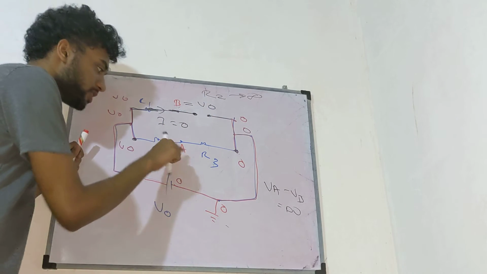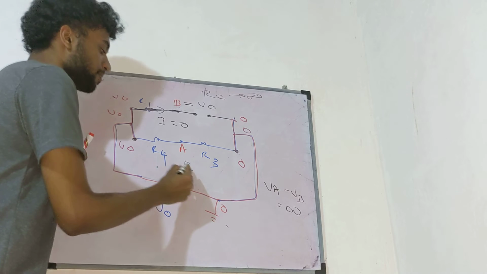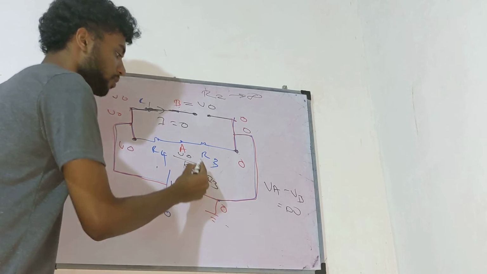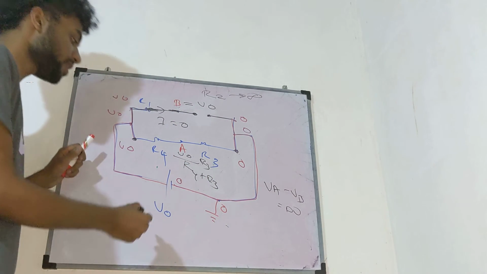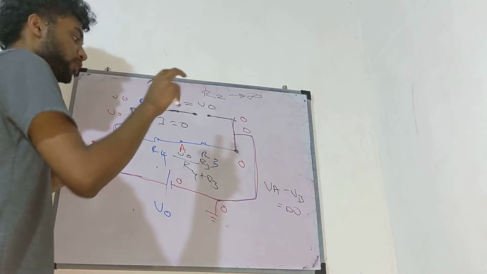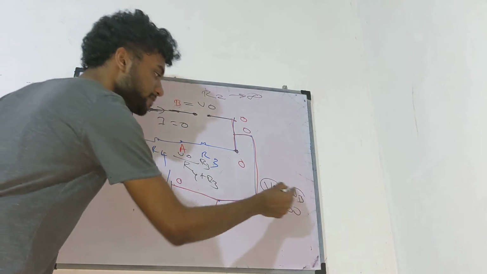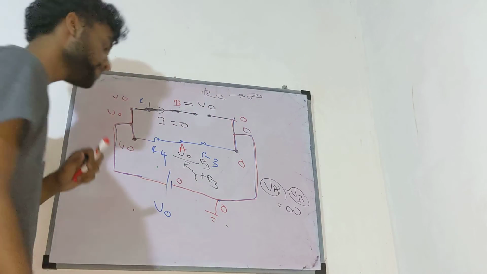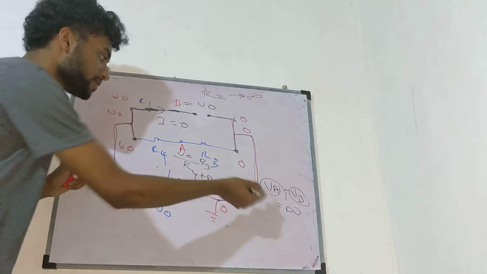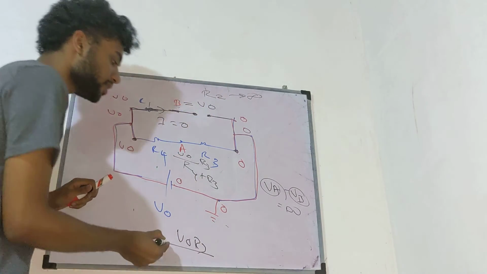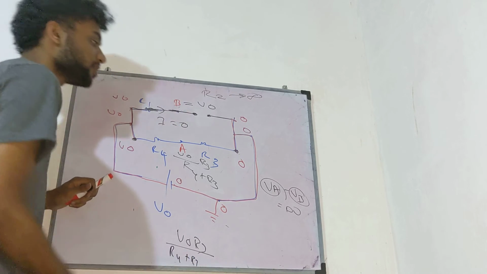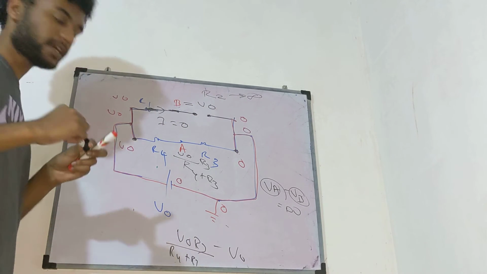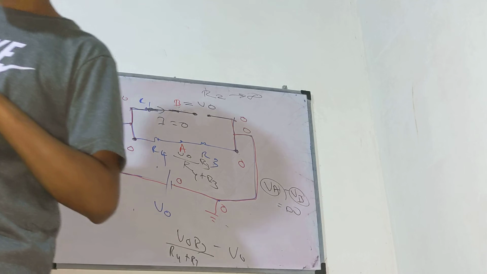That's done. What's the potential at A? We found it. V0 was present across R4 plus R3, and the value across R3 is what we found. Now we are asking for the potential difference VA minus VB, the potential at A with respect to B. VA here is V0 times R3 divided by R4 plus R3. What's the potential at B? V0. Therefore, minus V0. Therefore, the answer is the fourth option. Pretty simple.